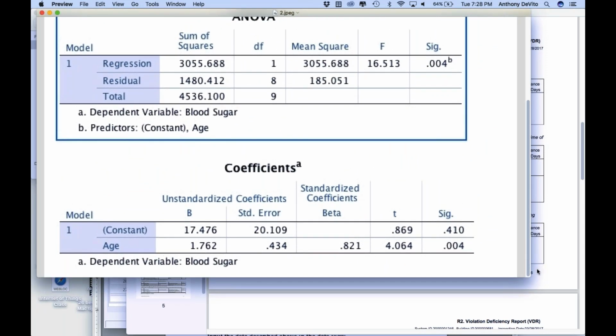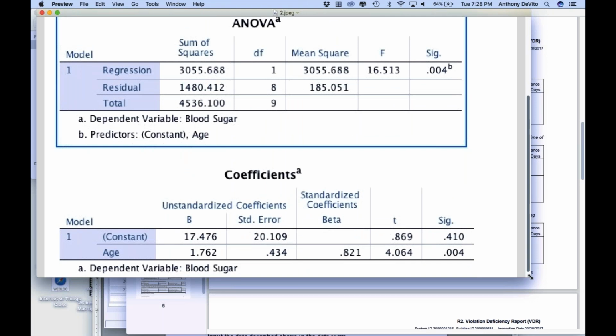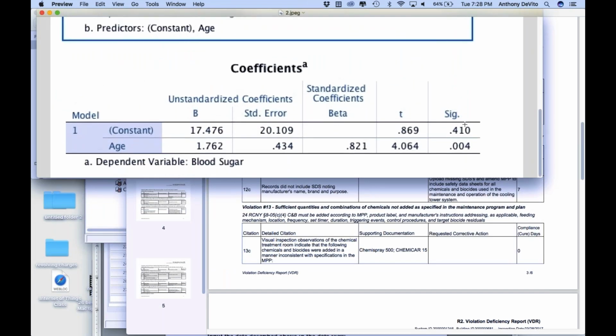Let's take a look at this table of coefficients. SPSS has calculated the coordinates of that line, the values for that line. So our y-intercept is 17, and our slope is 1.762. So basically, we've got an equation now. Our equation is going to be our dependent variable, blood sugar, equal to 1.762 times age, our slope times that variable, plus 17.47. So we have an equation that represents that best fit line.